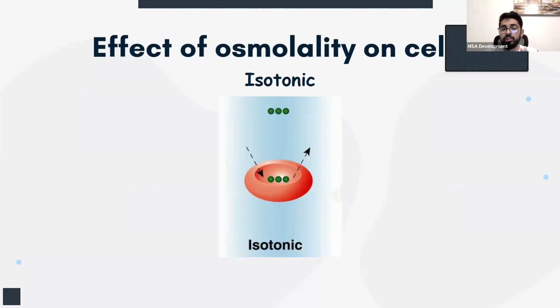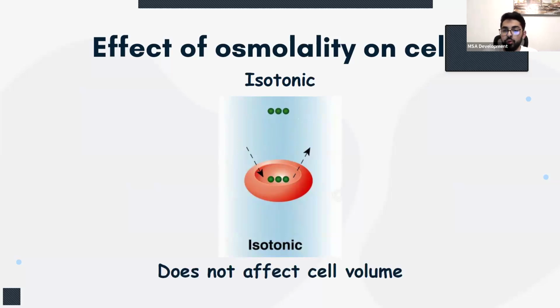They are isotonic, okay? There is no tension between them. In that case, the cell volume is not going to change at all. When you put the cell in an isotonic solution that has the same osmolarity as it, there's going to be no effect on the cell volume.